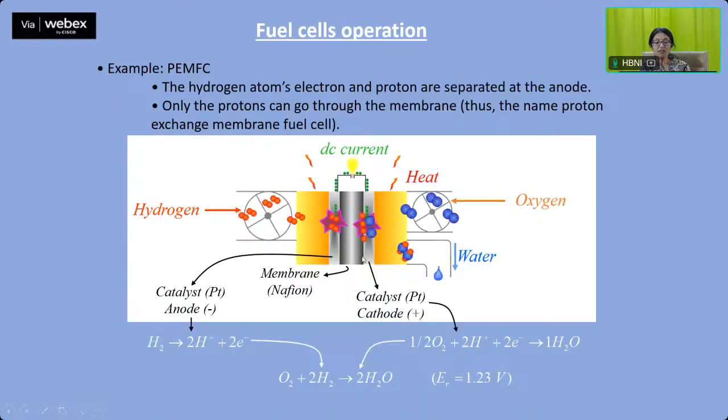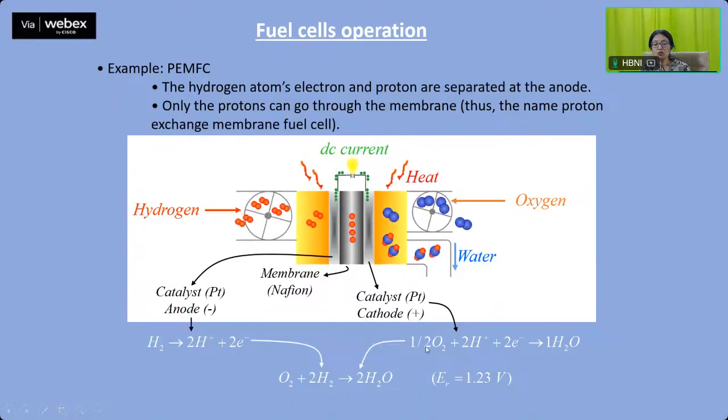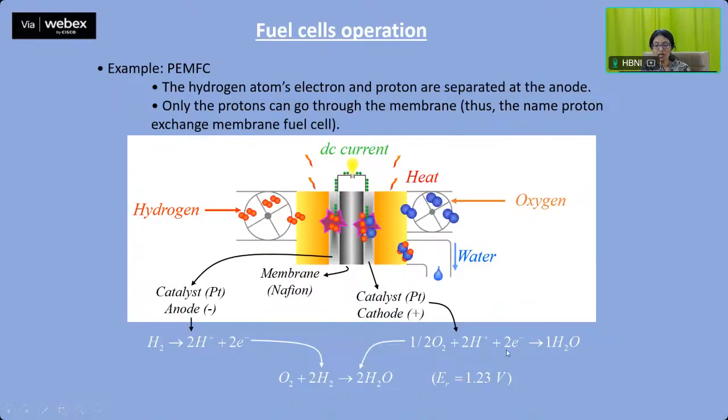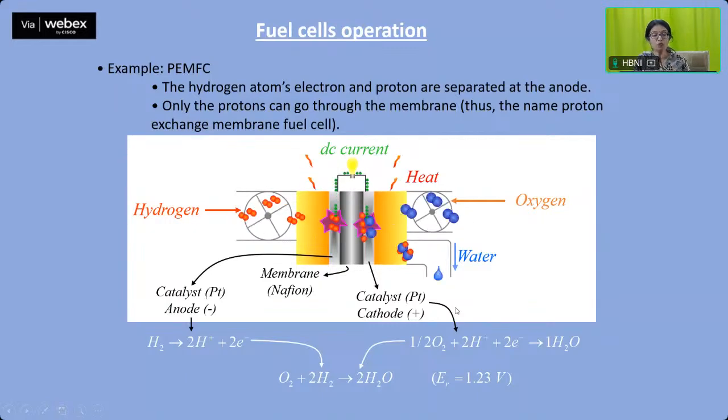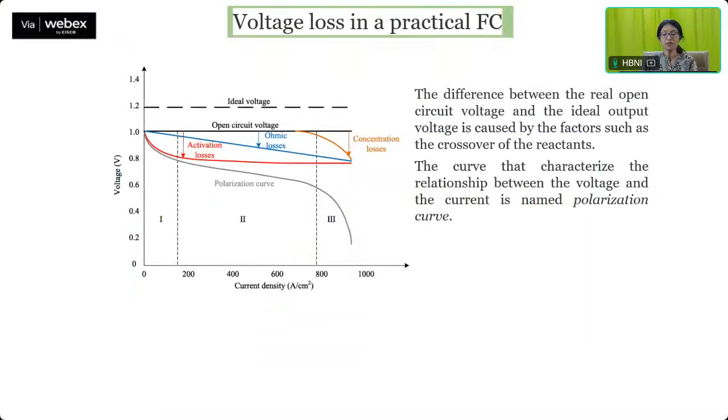On the other side, you have oxygen coming in. This oxygen reacts with the proton along with the electrons and forms water. So the ultimate reaction is oxygen reacting with hydrogen giving you water, and the potential of it is 1.23 volts. The byproduct of this particular reaction is nothing but water. So this is how the fuel cell operates.